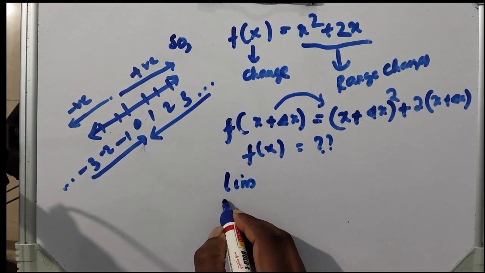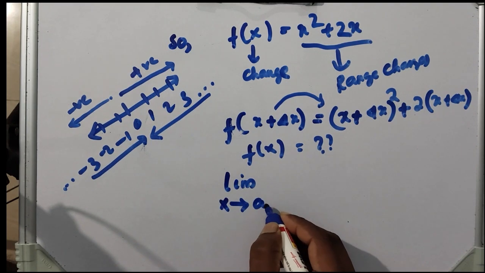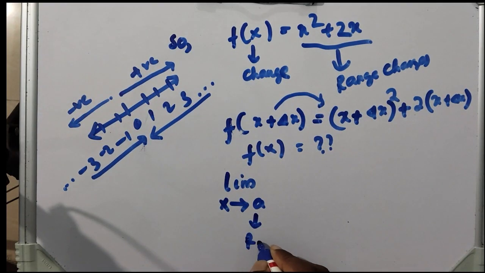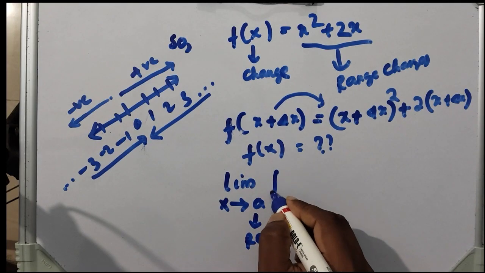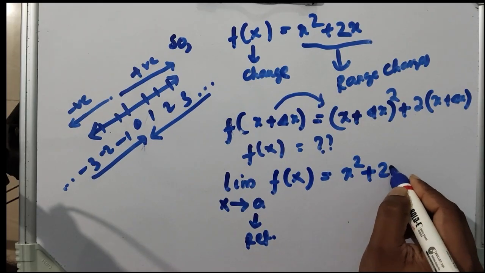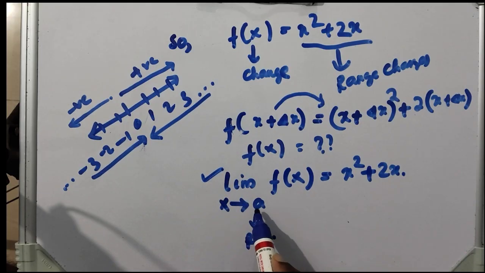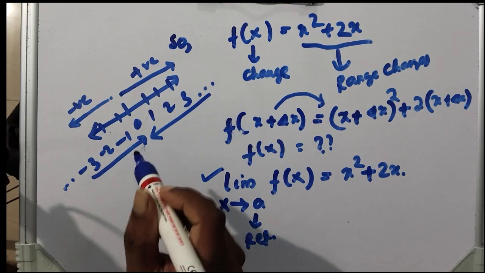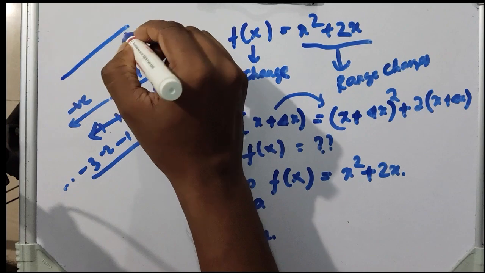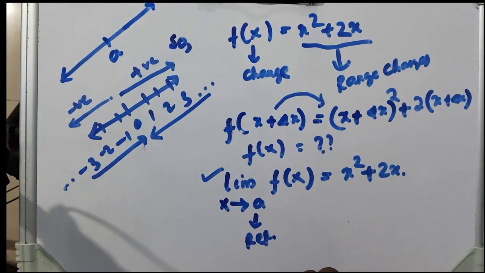So now how will we represent this? x tends to some value, let's say a, where a is a reference number. So limit is represented by this, limit x tends to a. This means, suppose this is a number line, and here the value is a.